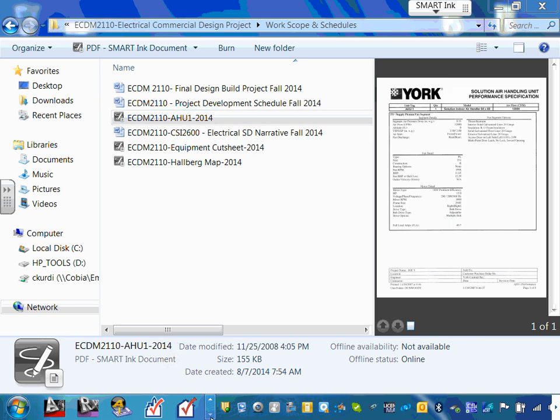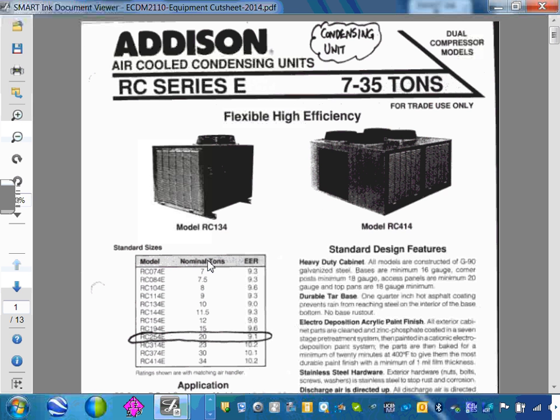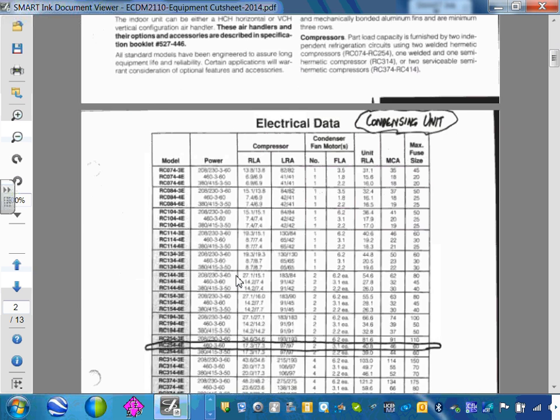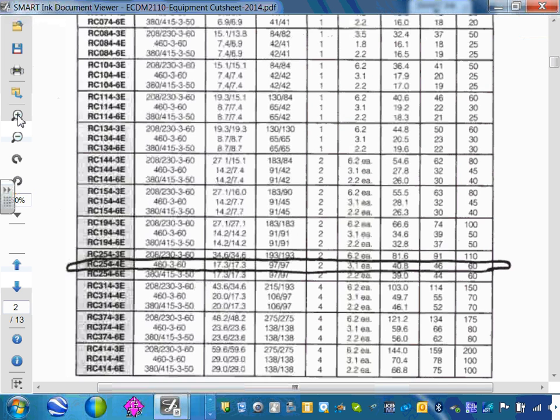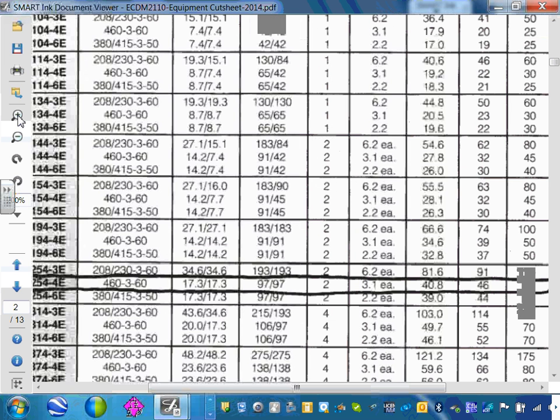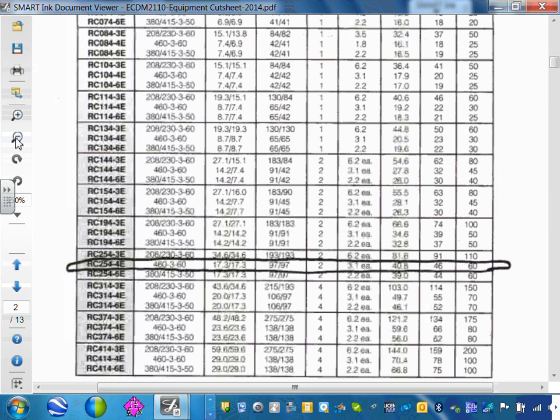The second one, gentlemen, and this is just a quick view. The second one is the condensing unit. This is your condensing unit. There's one little correction here. The one I would like you guys to highlight, if you have a highlighter, is the one above the one that we highlighted. So please correct that. The one that we'll be using is this one right above it. You guys see that? This here.